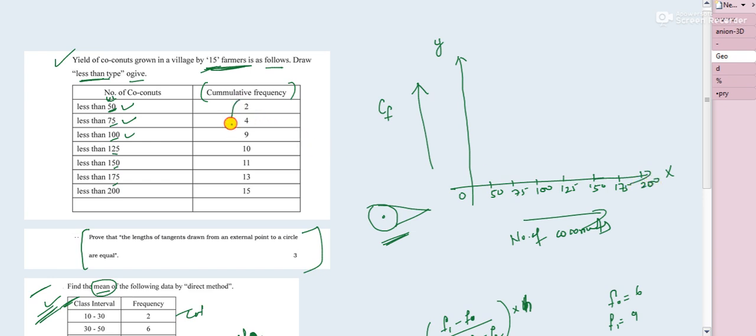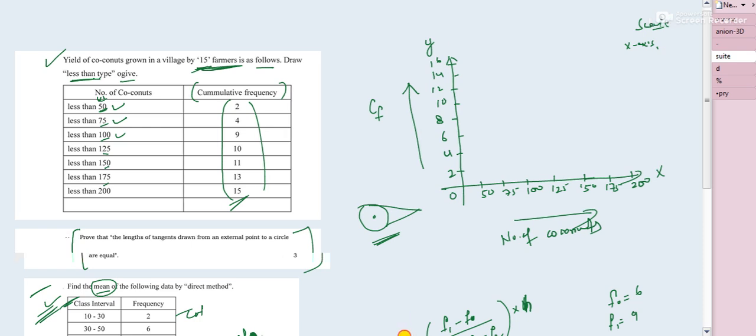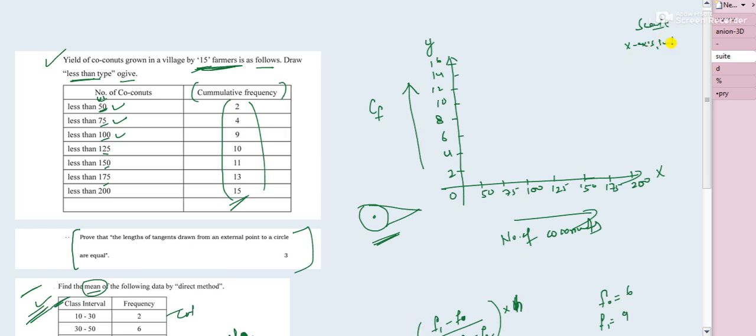Similarly, in y-axis, if you see, it's starting from 2 and ending at 15. So you can take the unit as 2, 4, 6, 8, 10, 12, 14, 16. So here you have to write scale along x-axis. What you are taking? You are taking 1 unit. This is called as 1 unit. As how much? Don't write this 50 value. What is the gap here? Yes, it is 25. So that you have to write.